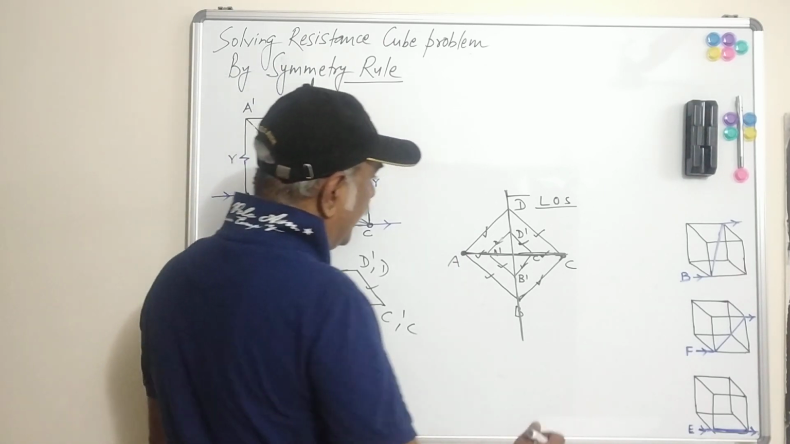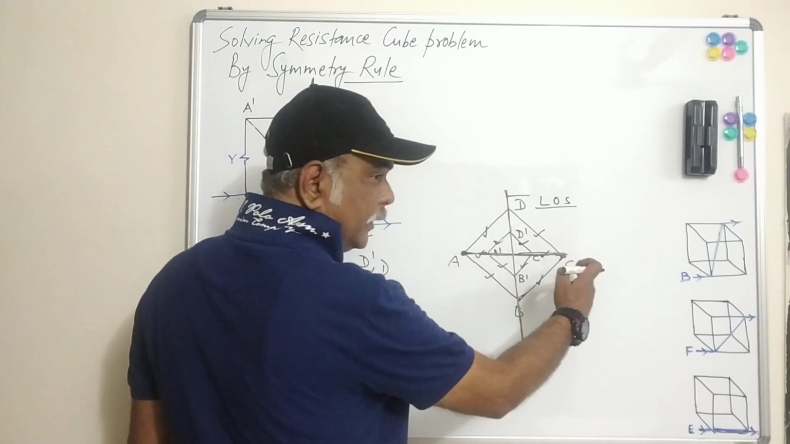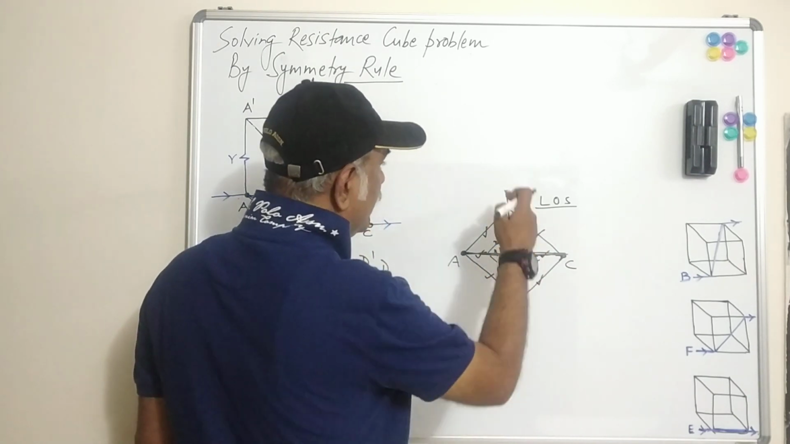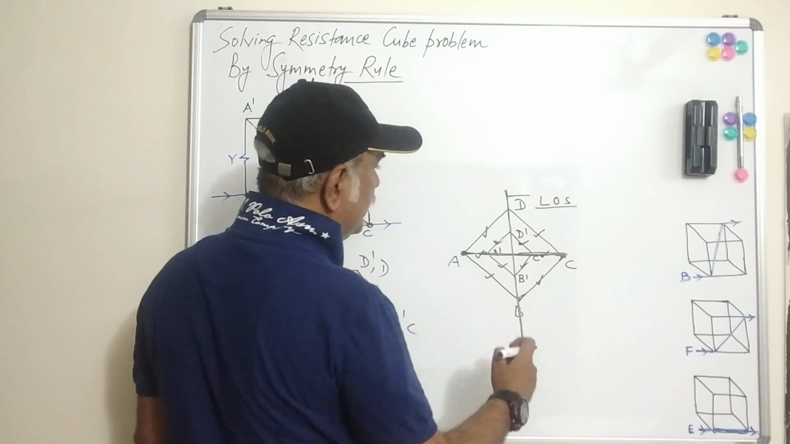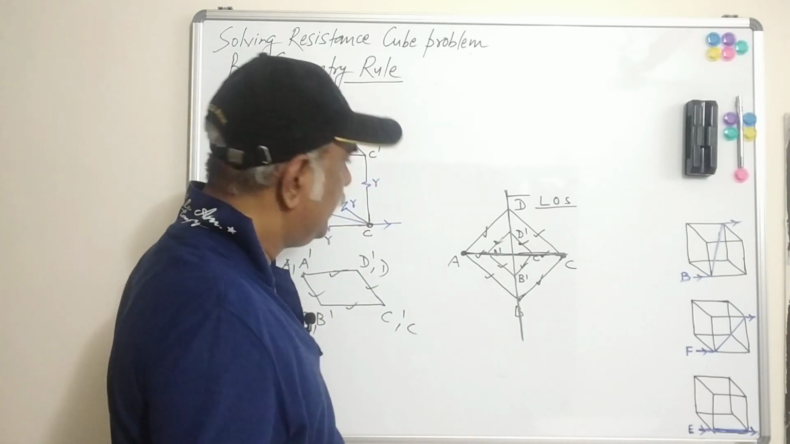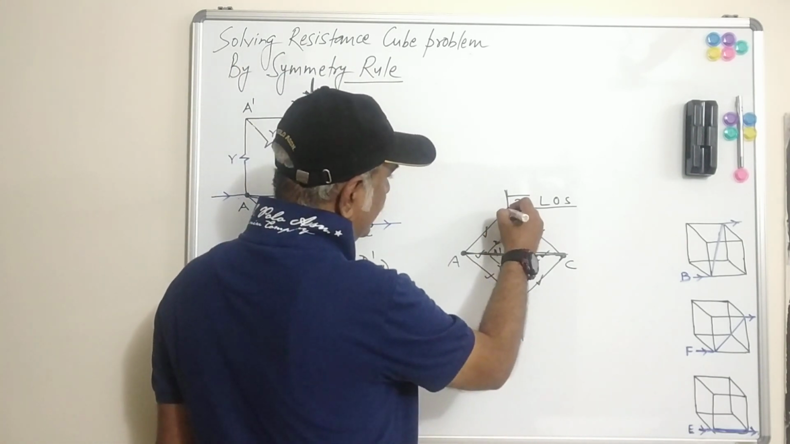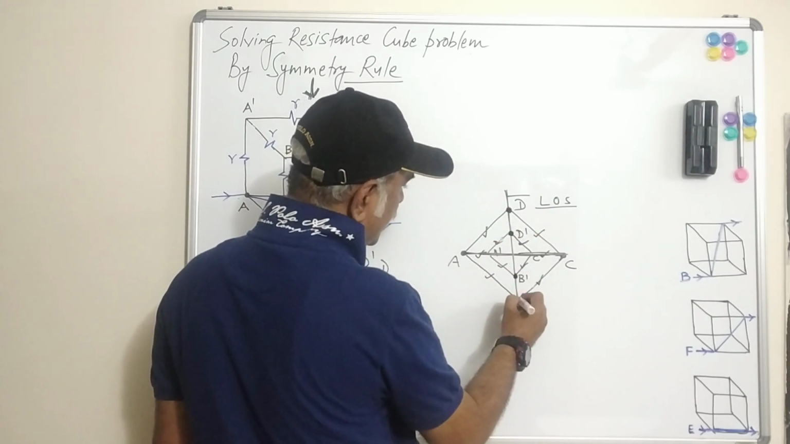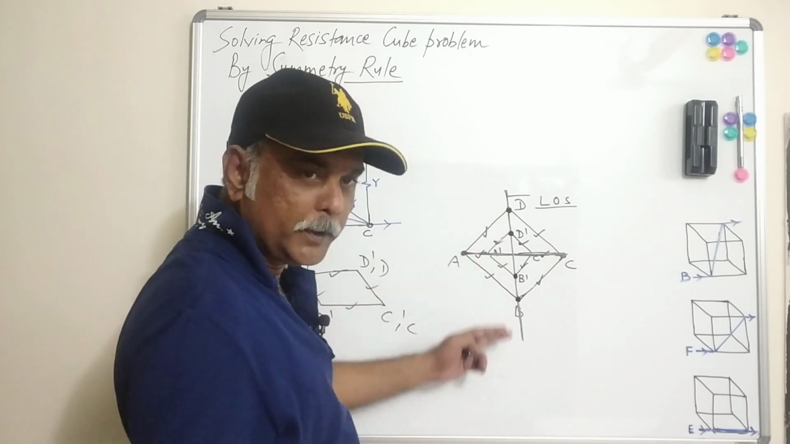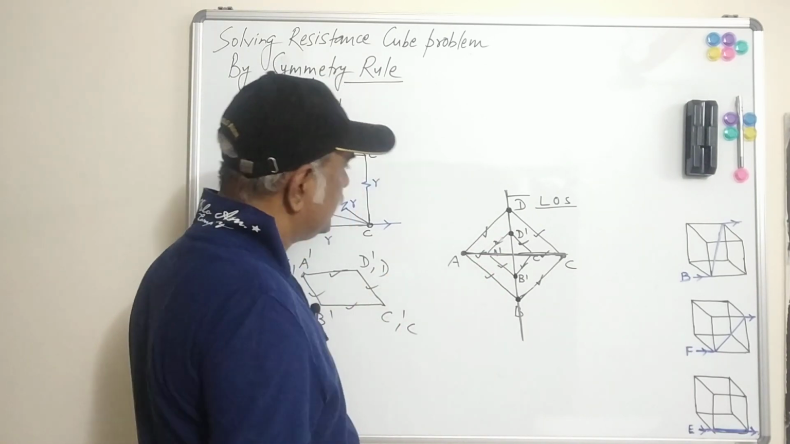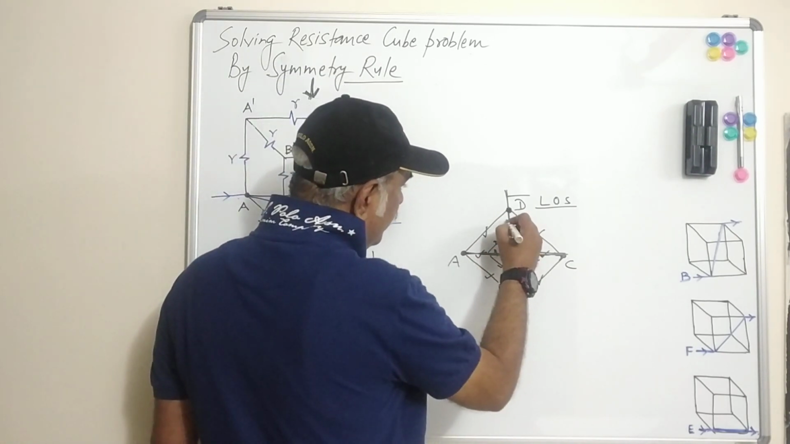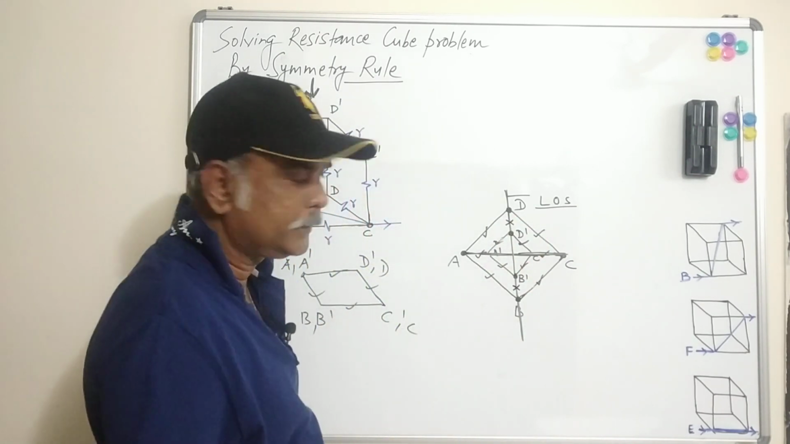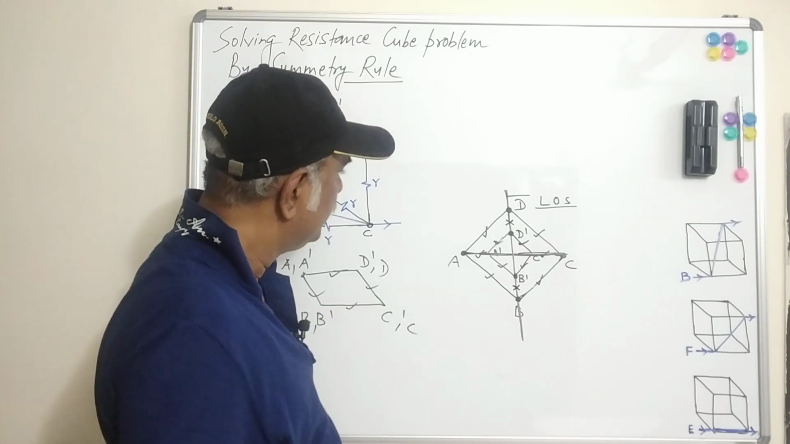Now you know that in mirror symmetry, all points on this line of symmetry are equipotential. It means that this node, this node, this node, and this node will all be equipotential. Equipotential means that no current will be flowing through this resistance or through this resistance. Am I clear? Let me repeat.